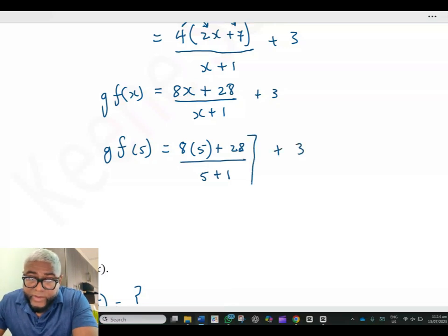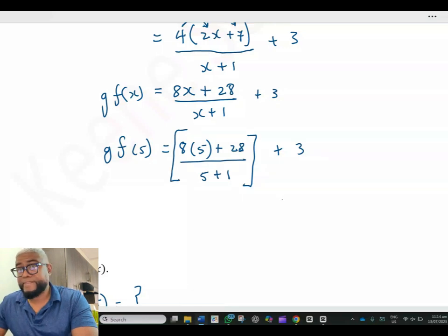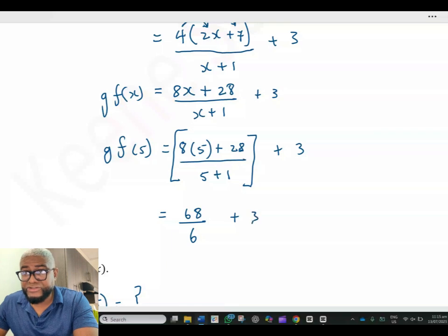Here what I'm going to do, I'm going to put a square bracket around this because we need to work out this separately. Right? 8 5s are what? 40 plus 28. Let me work out that one time. 40 plus 28 is what? 68, right? 68 divided by 5 plus 1 is 6. And then it's still a plus 3.